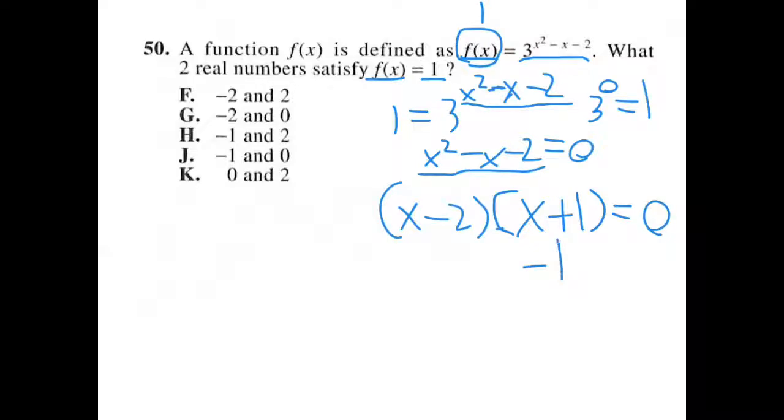So here to make it 0, x equals negative 1. Here to make it 0, x equals 2. So those are your two answers right here. And even if you didn't know how to factor it, you could just guess and check. Once you got to this point, you could just guess and check values to equal 0.